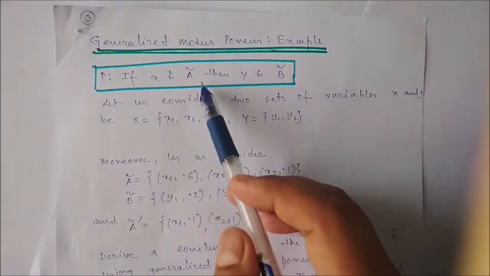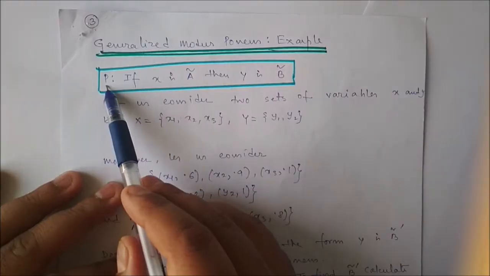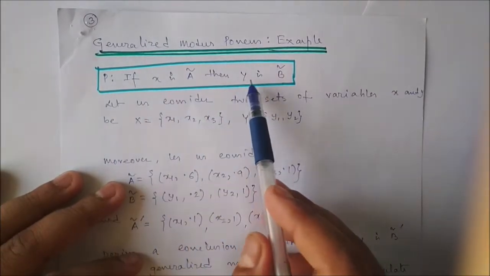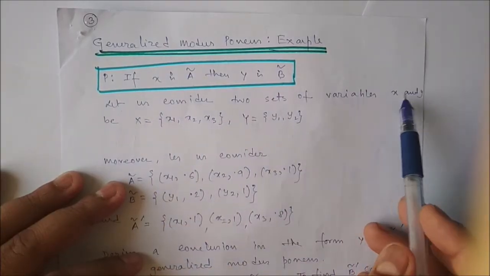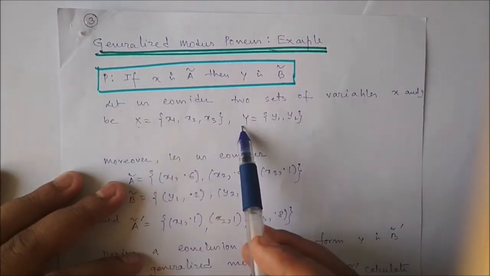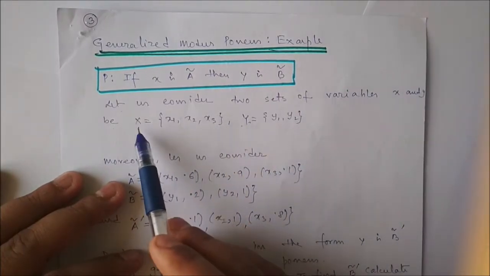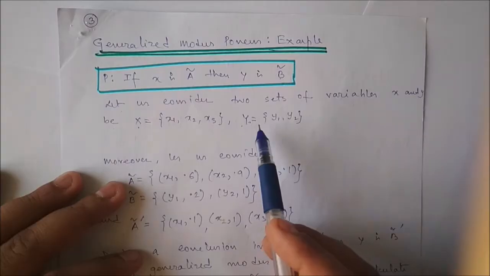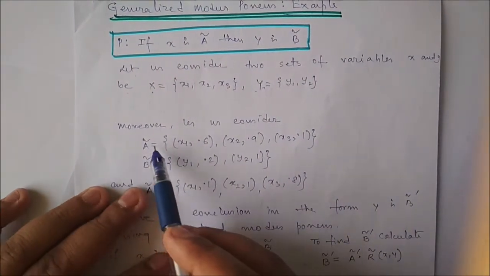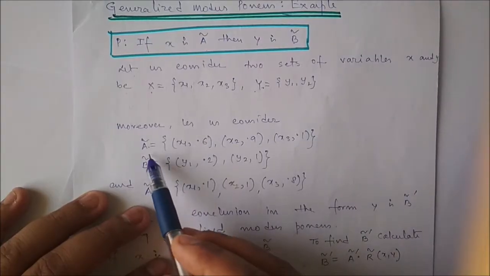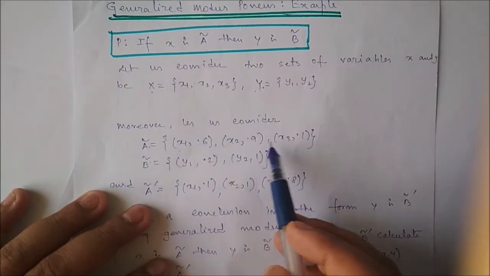Now we can see one simple example of generalized modus ponens. Here, if x is A, then y is B. Let us consider two sets of variables, capital X and capital Y. These are the universal sets, where the elements of X are x1, x2, x3 and the elements of Y are y1 and y2. Moreover, let us consider fuzzy sets A, B and A dash. A is the fuzzy set that contains x1, x2, x3.